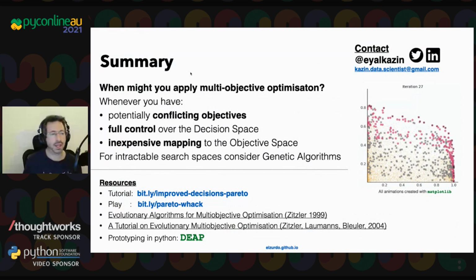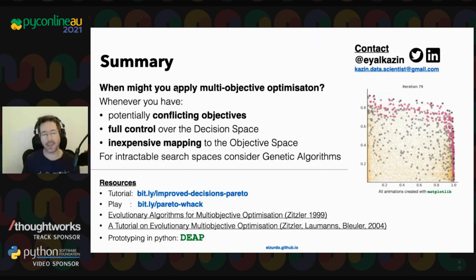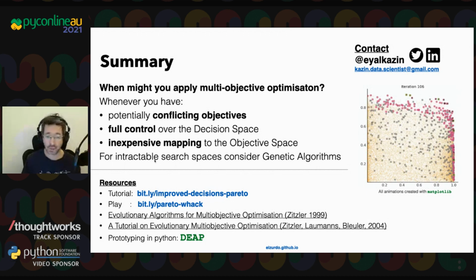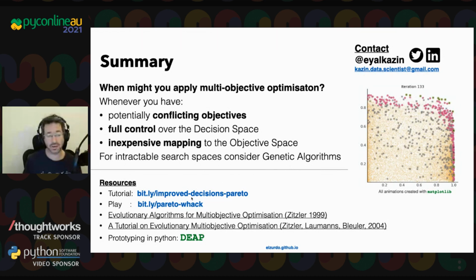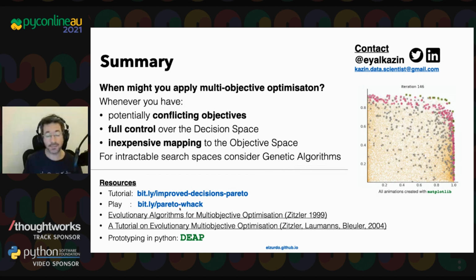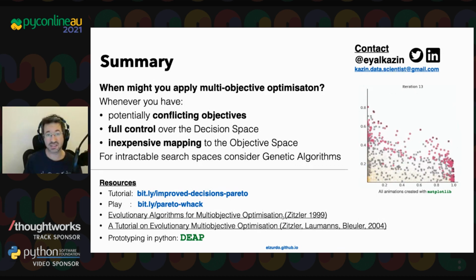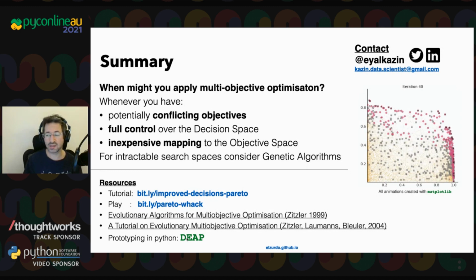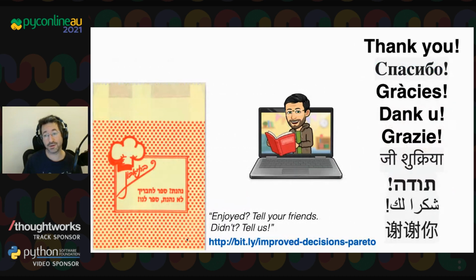Just to summarize, multi-objective optimization is useful when you have conflicting objectives, you have full control over your decision space, and you have an inexpensive mapping to the objective space. If you have an intractable objective space, you might consider genetic algorithms. Again, you have all the material online. You have the tutorial. You can play the Pareto Whack game. If anybody's interested in more material online, I highly recommend anything by Zitzler. It's a great read. And there's also a Python prototyping module called DEAP, which I highly recommend as well for prototyping. I find it very useful.